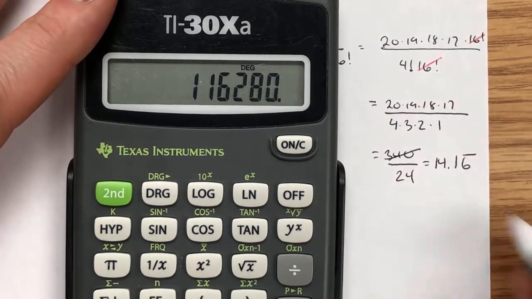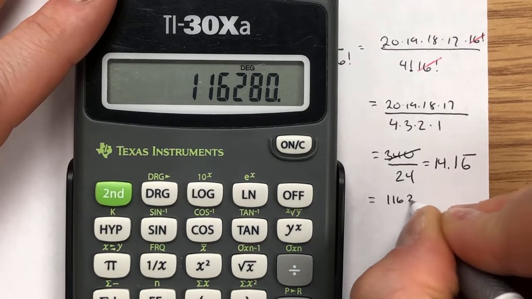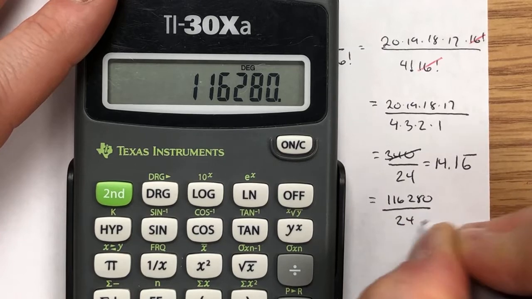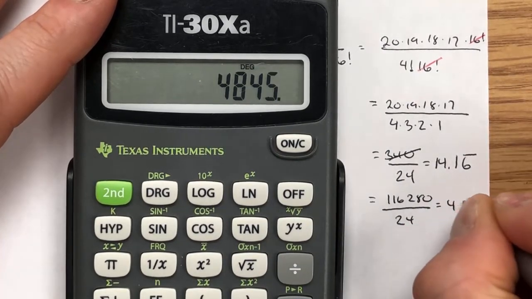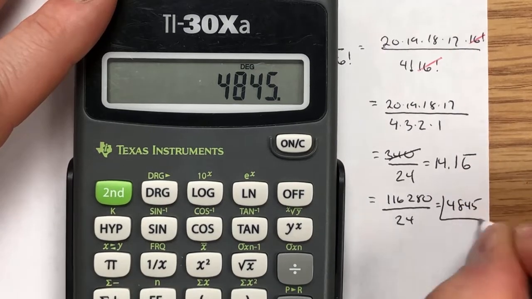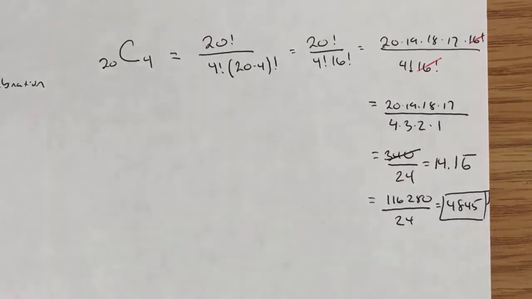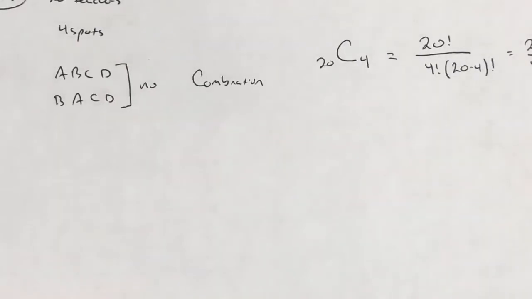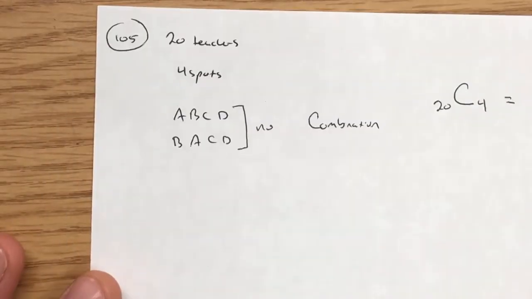Okay, so that is going to be, let's rewrite this, 116,280 divided by 24. That's going to be 4,845 combinations. There we go. Perfect. So a lot of combinations that we can pick. Okay, so that's question 105.